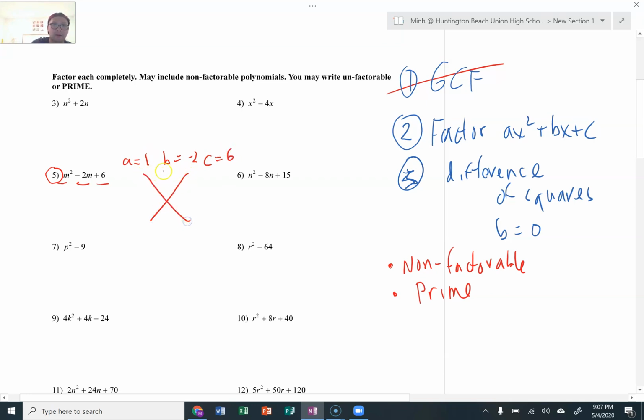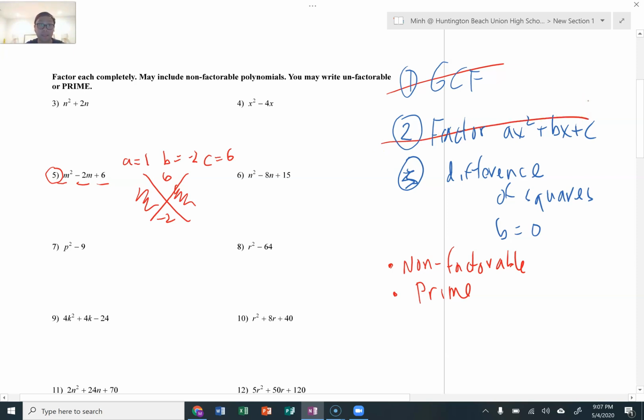Set up my x puzzle. I'm going to have a times c on the top, that's 6, and negative 2 on the bottom. We've got to figure out what times what will get me positive 6 and then ends up adding to negative 2. So pause the video real quick, think it over. Can you find two numbers that multiply to get you positive 6 but add up to negative 2? So pause. Alright, hopefully you paused. If you're struggling and you can't find a combination, you're absolutely correct. There's not really a combination that'll satisfy multiplying to get you 6 and adding up to negative 2. So factoring using this is not going to work.